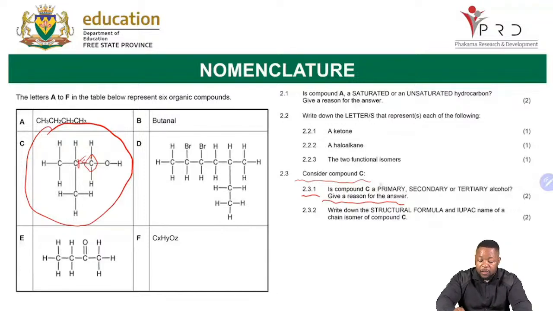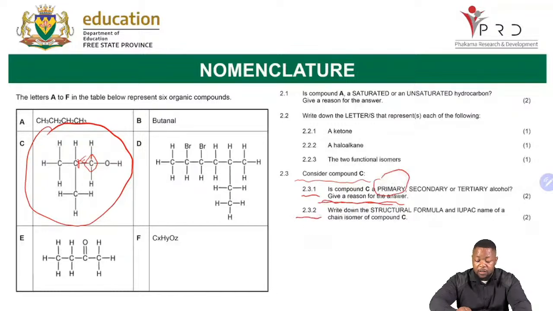Therefore, this must be a what? A primary alcohol, because the carbon bonded to the hydroxyl group is bonded to one other carbon. So that would be our reason. So the answer would be primary alcohol, and the examiner says give a reason for your answer. The reason would be the carbon bonded to the hydroxyl group is bonded to only one other carbon.